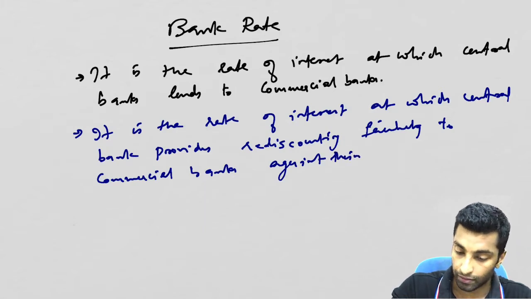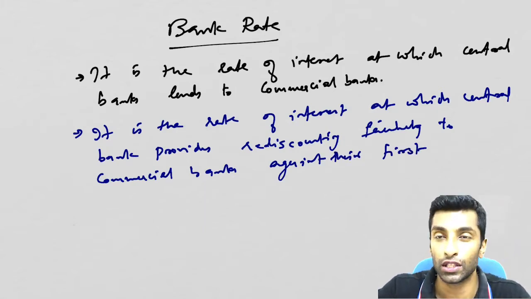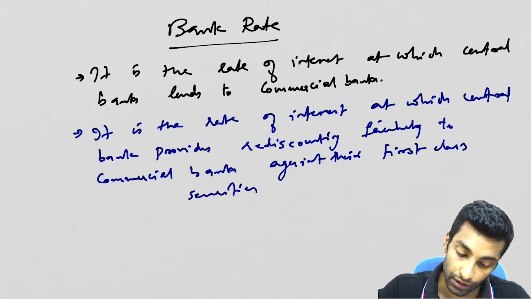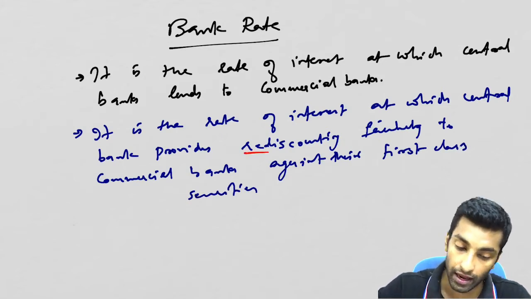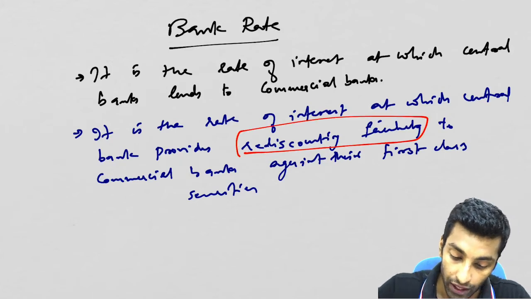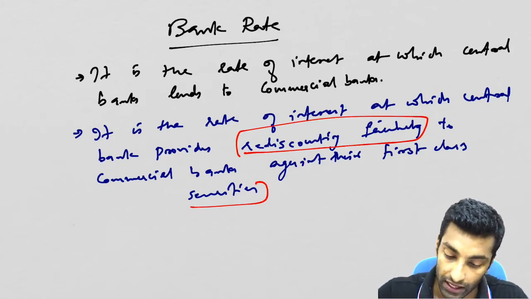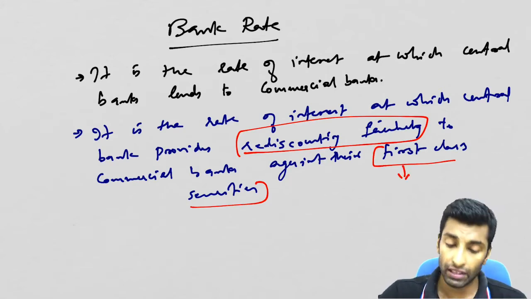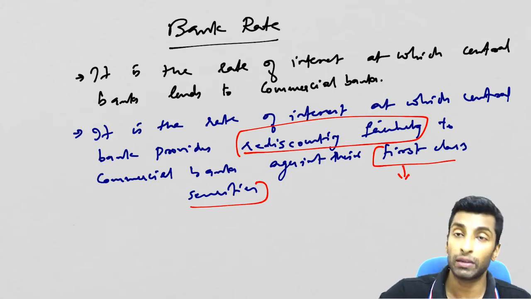against their first class securities. I'll tell you what is first class securities also. First class securities. Just write down this definition and I'll explain this now. So we need to explain these two terms, rediscounting facility and first class securities. Now what do you mean by first class securities? These are the private sector or non-government securities.